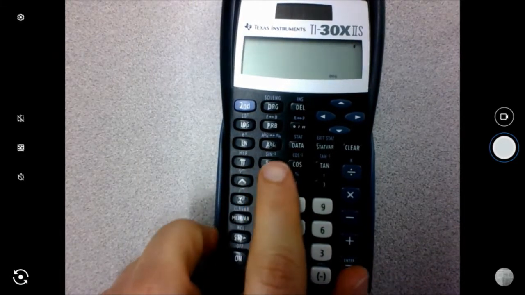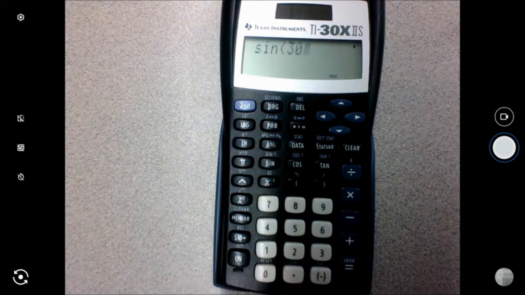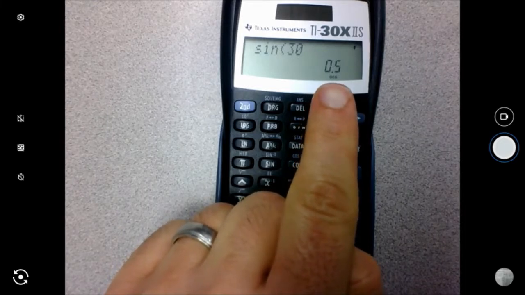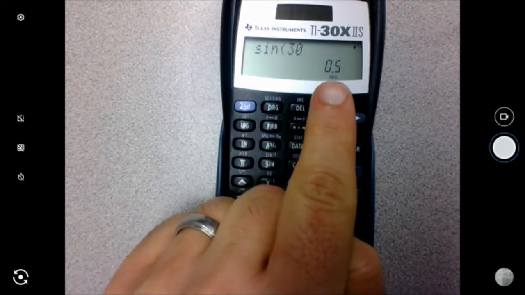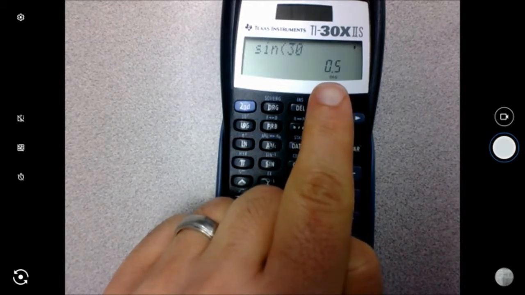We'll talk about how to set this up on your own in just a second. But right now, I'd like you to please type the sin button and then type 30. Now, we know what we expect the answer to be. In fact, we just figured it out. Sine of 30 is 1/2. So if you hit enter, you should get 0.5. Now, if you got a different answer than I did, what's happening is this mode right here, where it says deg for degree, is set to something else. Every calculator does this a different way, but you need to make it say deg for degree.